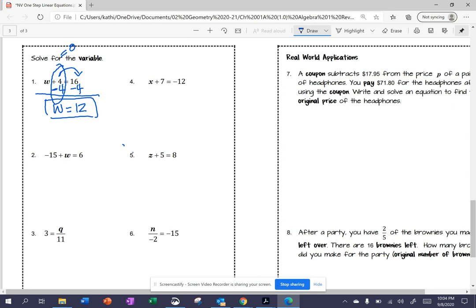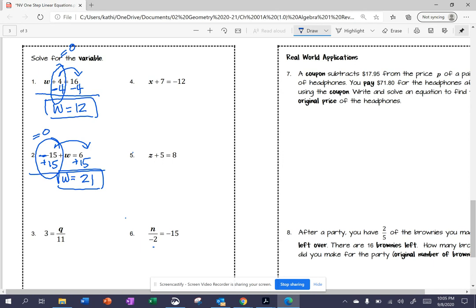Okay, number 2, I want to isolate W. So I want to move negative 15 to the other side. Since I'm negative, I want the opposite sign, so I'm going to add 15. Whatever I do on one side of the equation, I have to do on the other side. So minus 15 and plus 15 equals 0. So I'm just left with W equals 6 plus 15, which is 21.